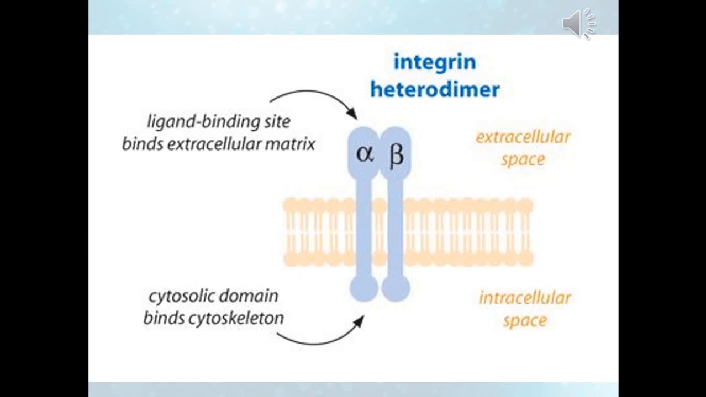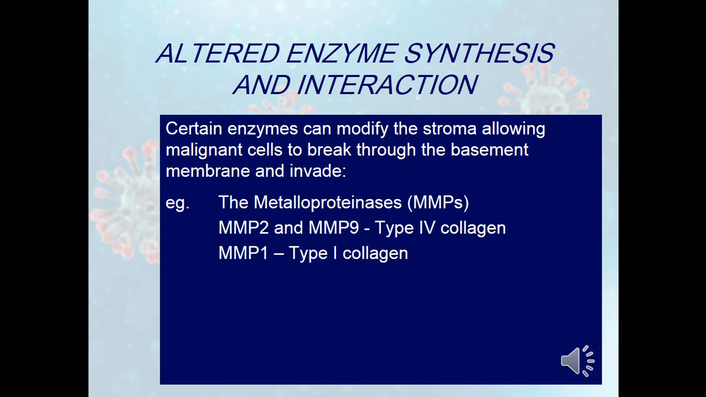The diagram here shows the structure of these integrins, which consist of two subunits, alpha and beta, and have three parts: extracellular portion, intracellular, and transmembrane. They have receptors for specific components of the basement membrane to stick the epithelial cells to the basement membrane, as we discussed in the previous diagram.